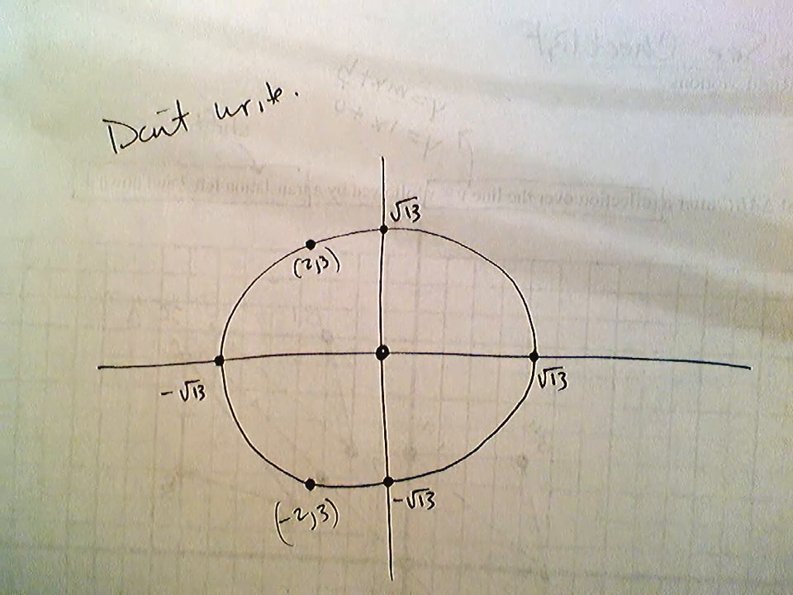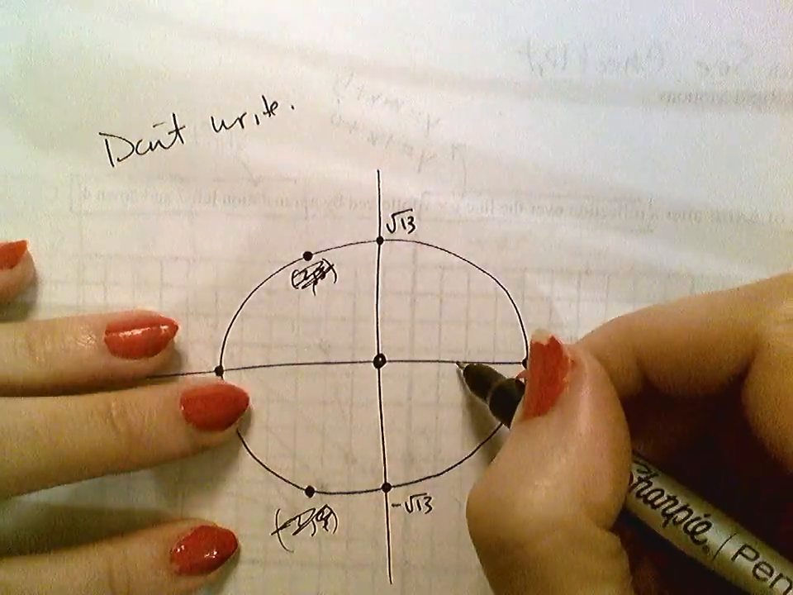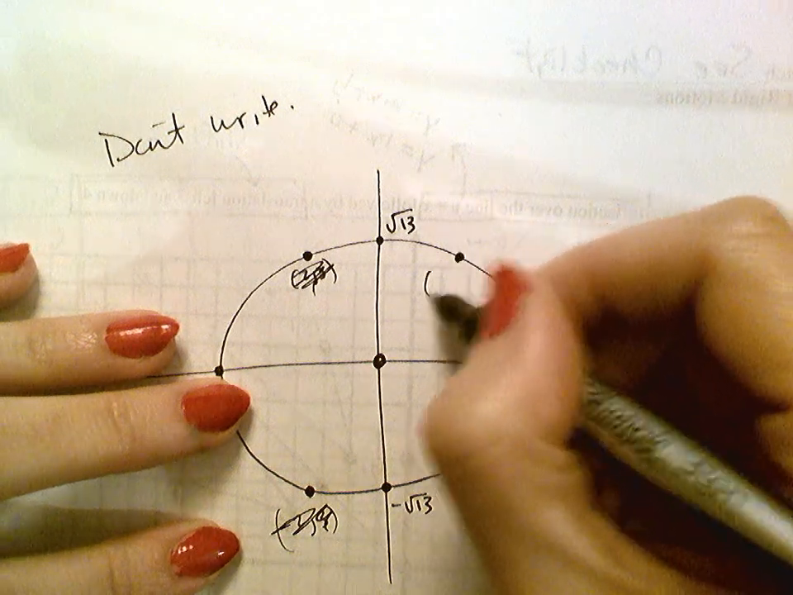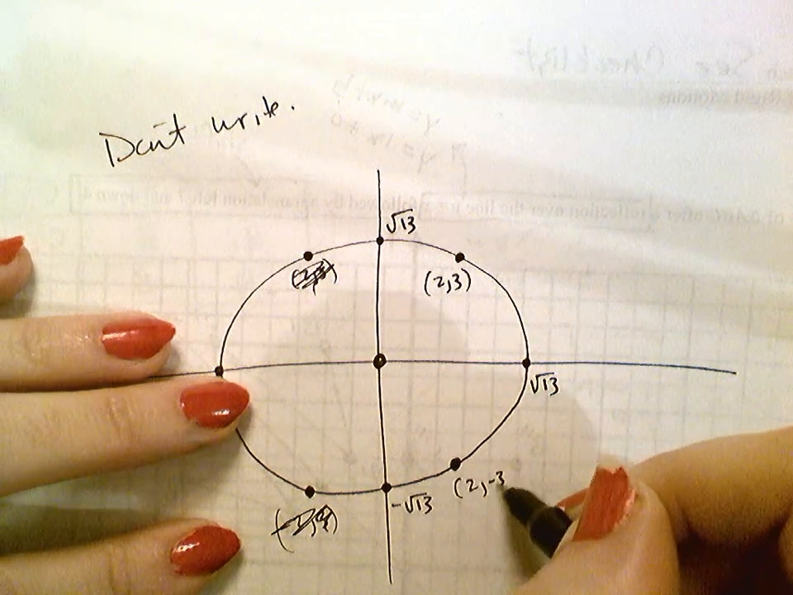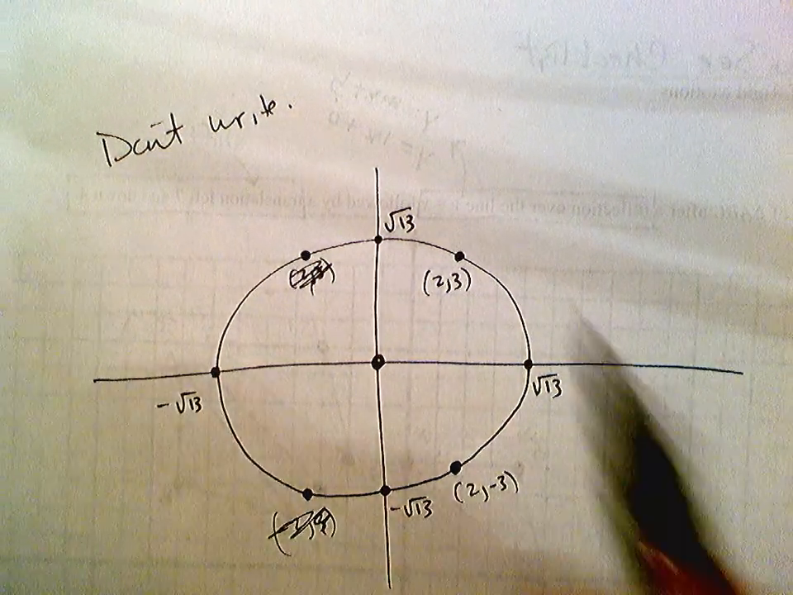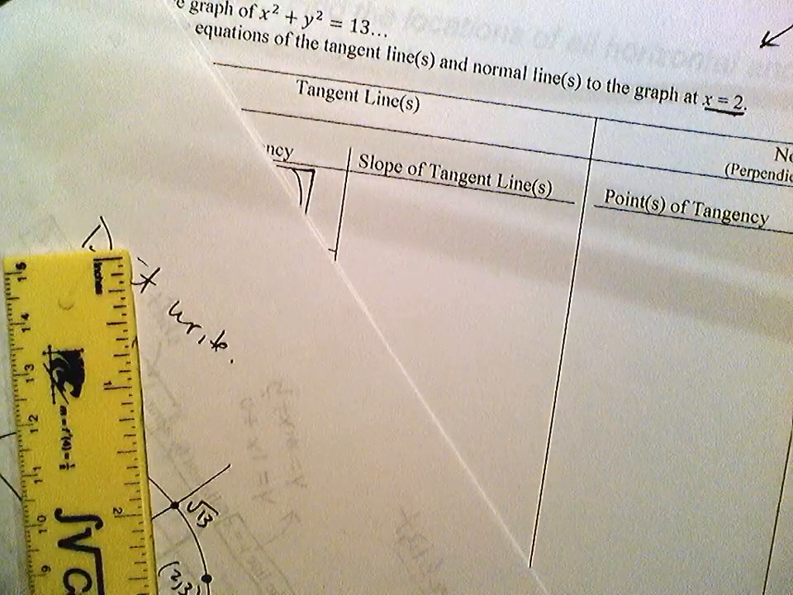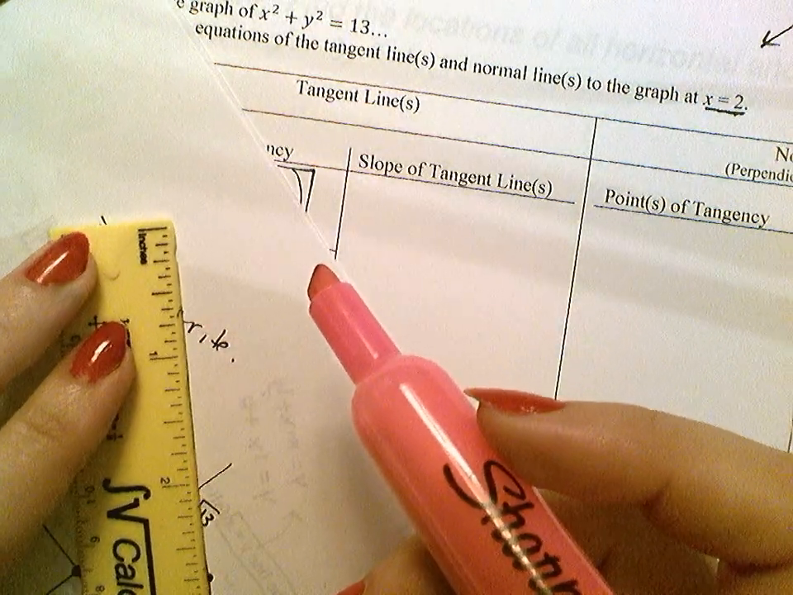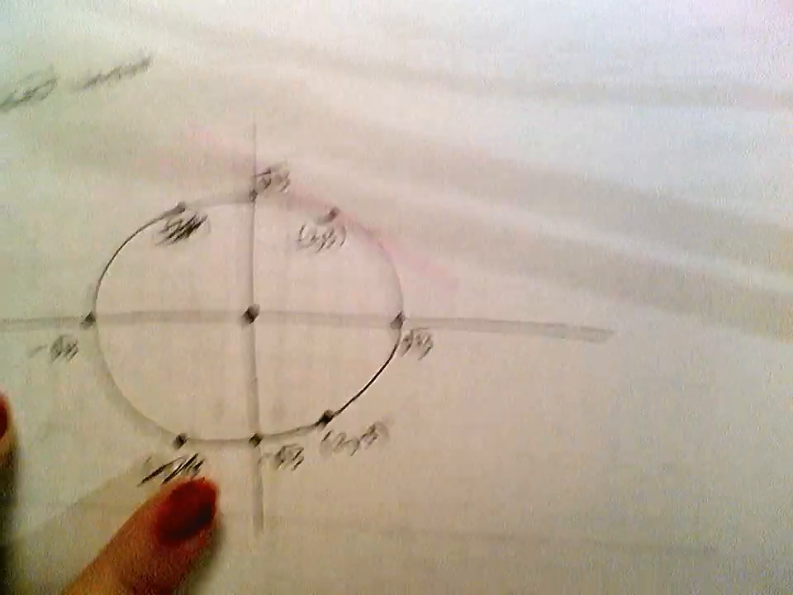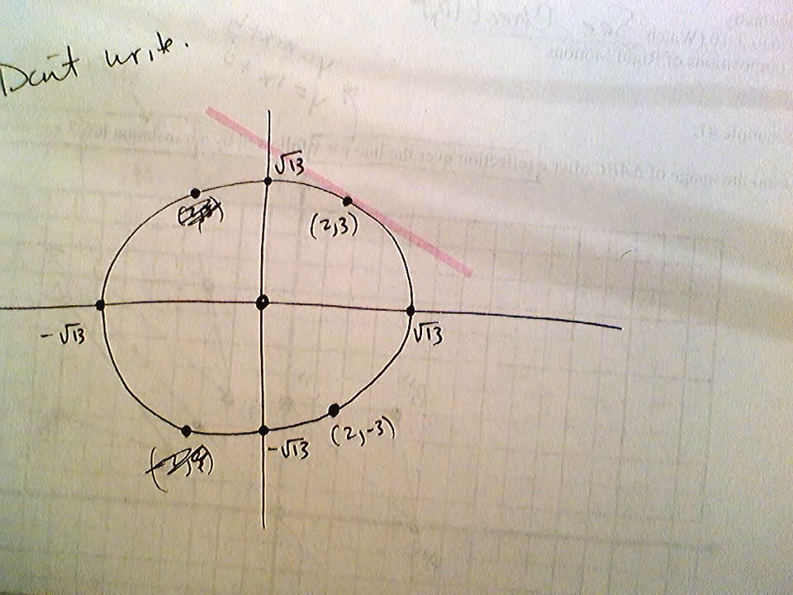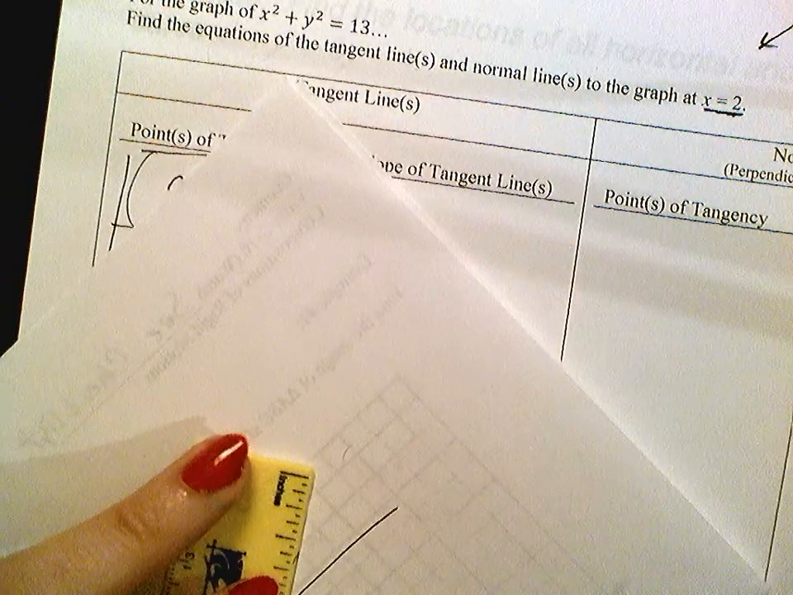And, wow, I messed up. Darn it. Should be the other way. Okay, so there's 2 positive 3, 2 negative 3. So these are the points of tangency. Right now we are looking for the equations of the tangent lines. Since we got 2 points of tangency, we're going to have 2 tangent lines.